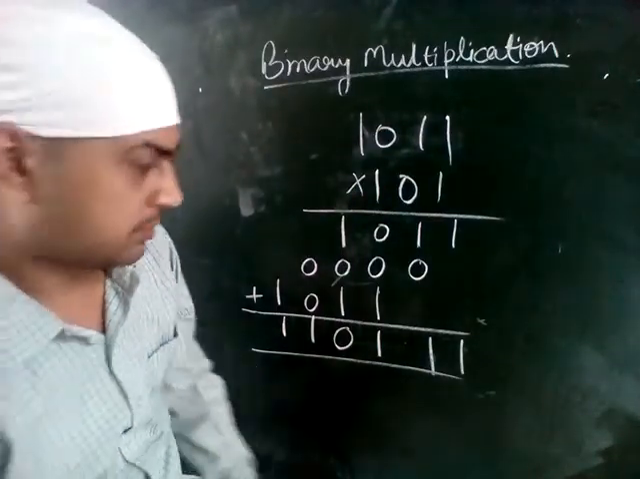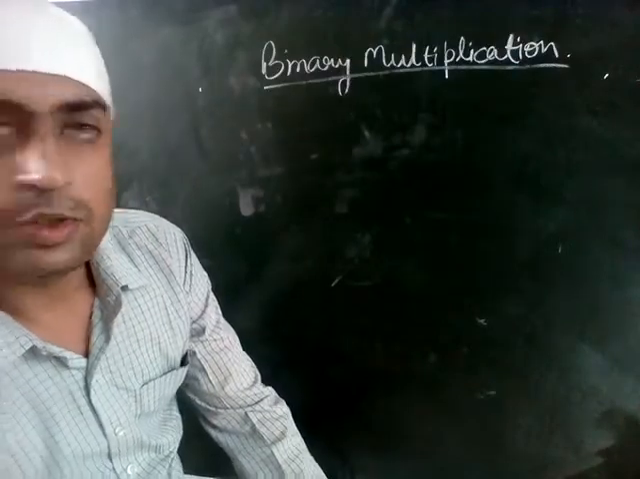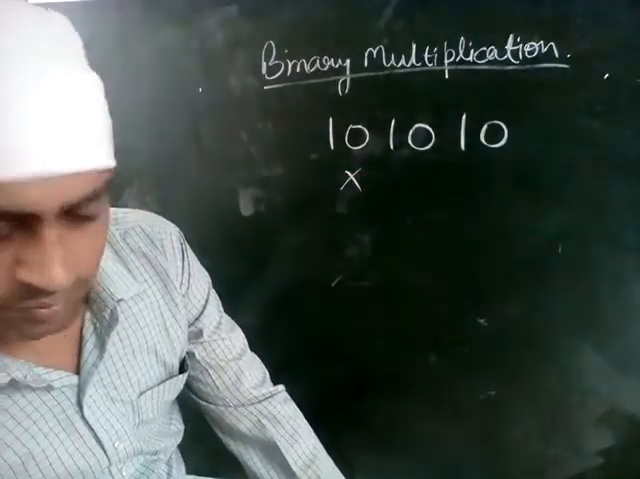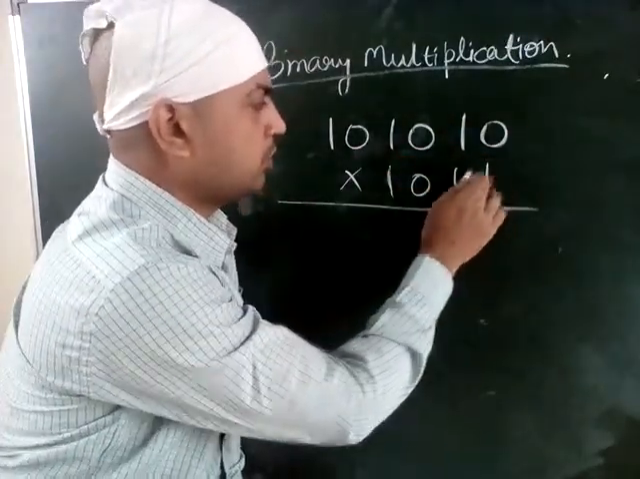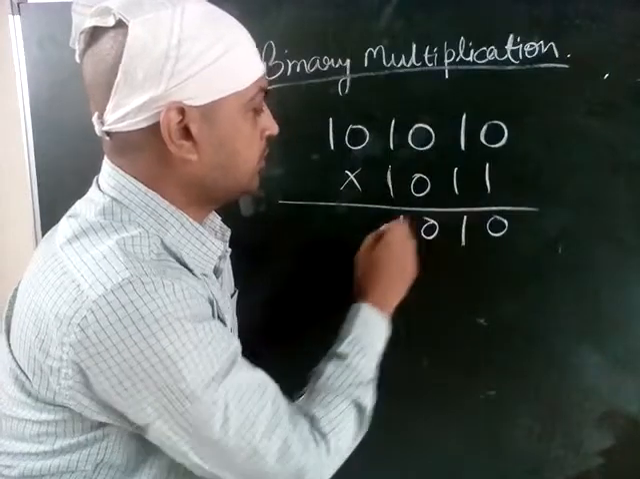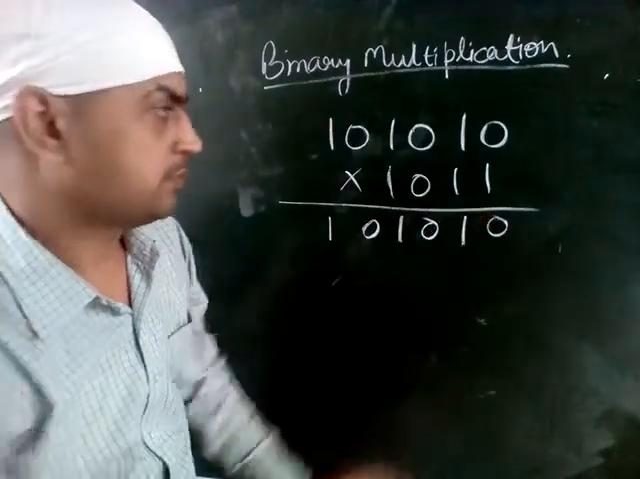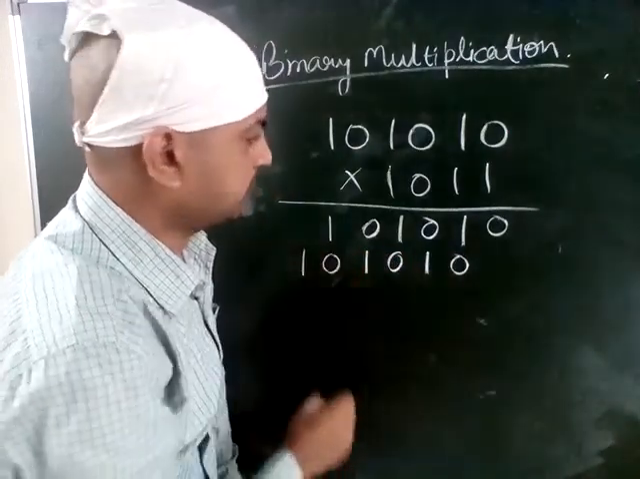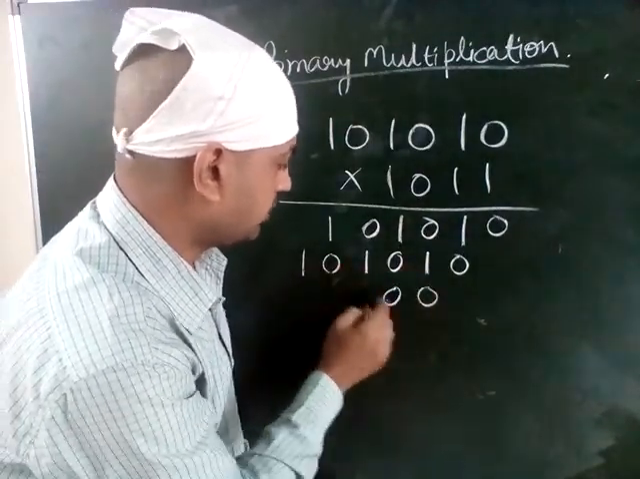Now one more question. 101010 multiplied by 1011. Now 1 0 is 0, 1 1 is 1, 1 0 is 0, 1 1 is 1, 0 1. Like this we will multiply the number. Now we will multiply by 1. 0 1 0 1 0 1. Then after 0, 0 0 1 2 3 4 5 6 places.